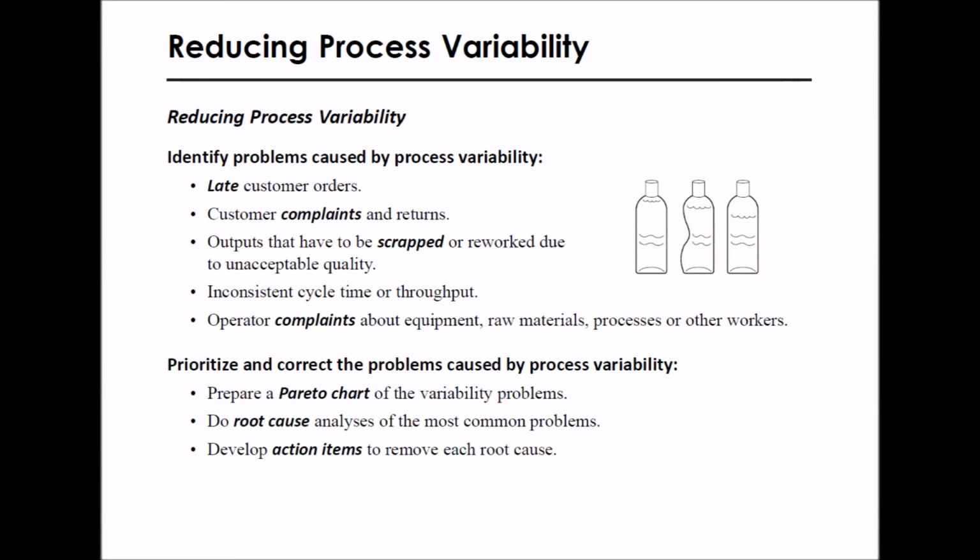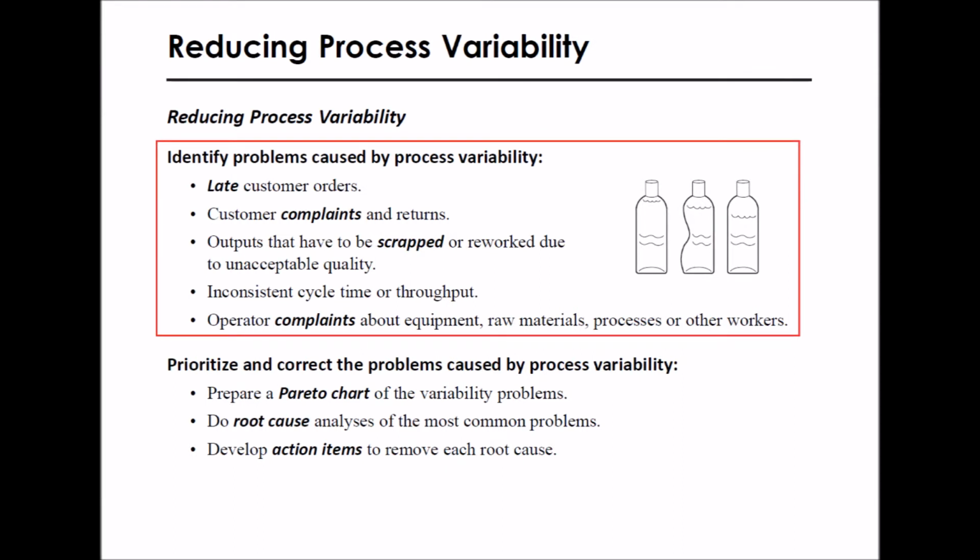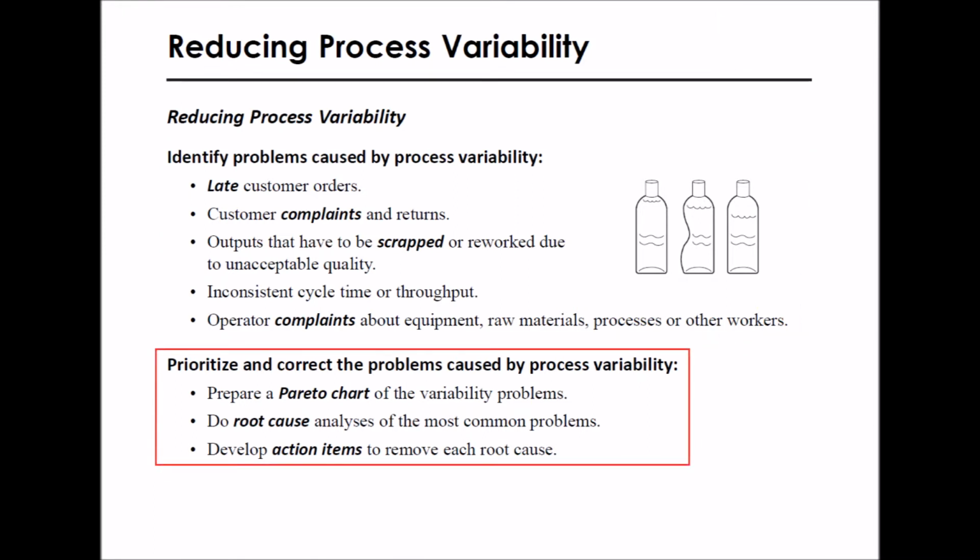One way to begin reducing process variability is to identify problems caused by process variability. Problems such as late customer orders, customer complaints and returns, outputs that have to be scrapped or reworked due to unacceptable quality, inconsistent cycle time or throughput, or operator complaints about equipment, raw materials, processes, or other workers. Then correct the problems caused by process variability using Pareto charts, root cause analysis, and action items.